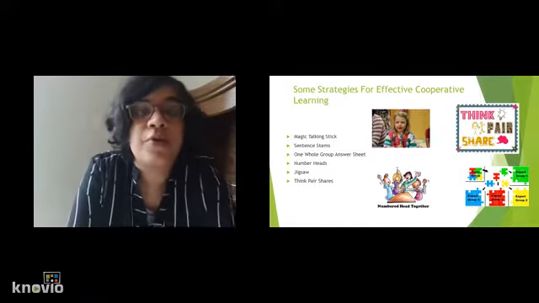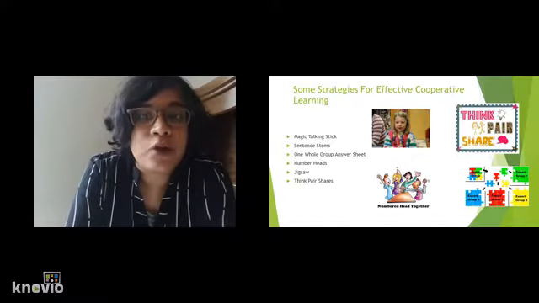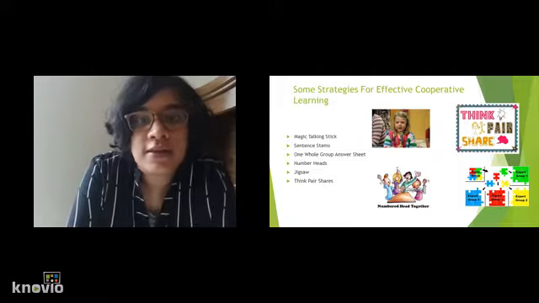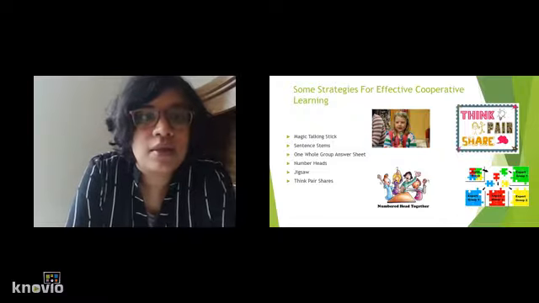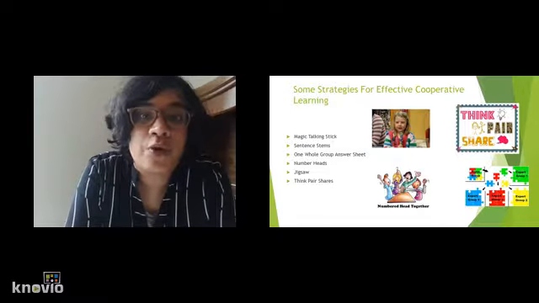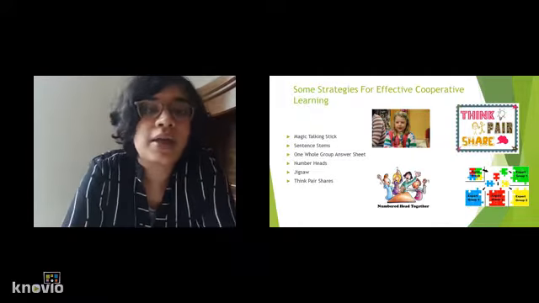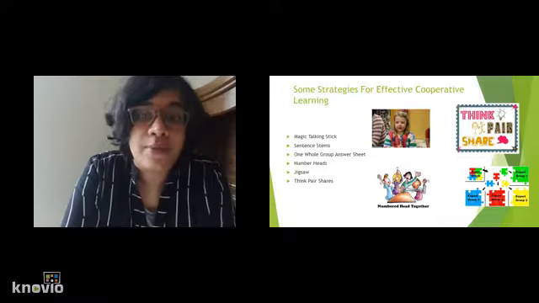Some strategies for effective cooperative learning. Use a special tool like a magic wand to help facilitate students taking turns to talk. Sentence stems. Sentence stems guide and support conversations. They are very helpful with my pre-K and kindergarten ELL students with language development. I include the academic language I want my students to use, like I predict.